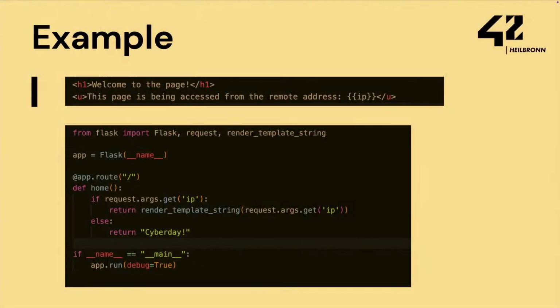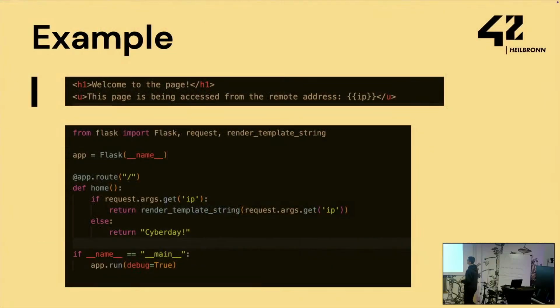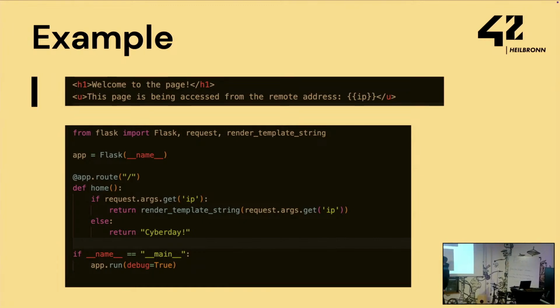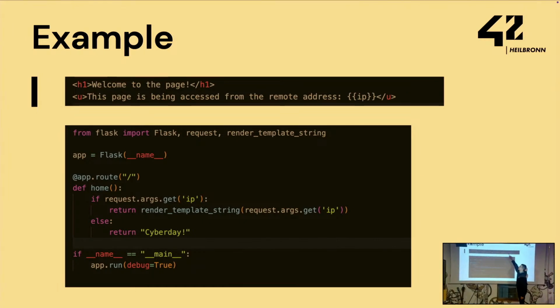So this is an example. Let's say this is a template, and here you are going to inject the IP from a user. So the user, it doesn't matter what his IP is, you're just going to inject it here. And this is going to be the backend application that's going to be getting the IP from the front end. This is how the template works.